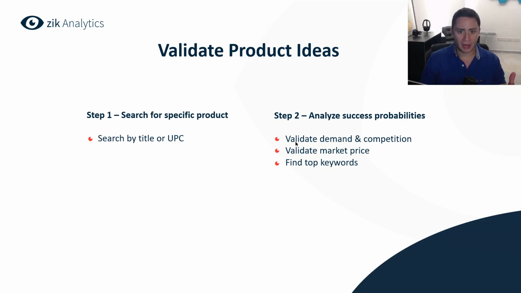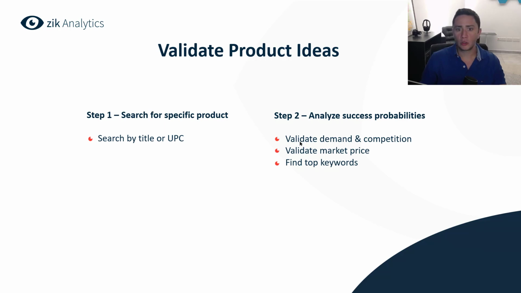So you want to validate demand and competition, super important. Make sure there is more demand than competition. Make sure there is a high chance that a lot of sellers are successful selling this product. And then validate market price, because you can find a product with high demand, low competition, but you can't sell it for the right price, then it's not worth listing it. So you have to validate a market price, make sure you can have a competitive price, and then find the top keywords, super important for your listings, for your titles, description, item specifics.